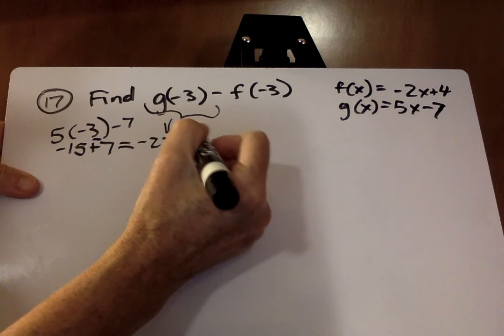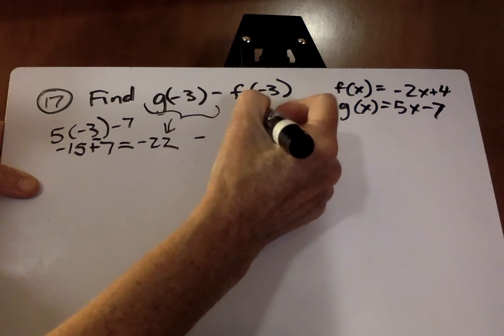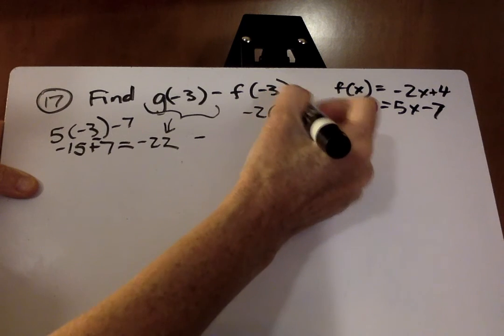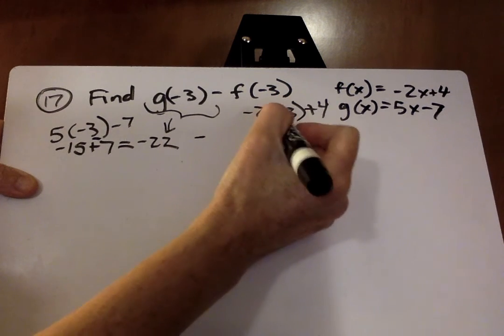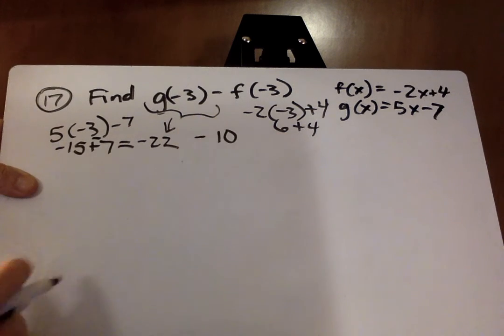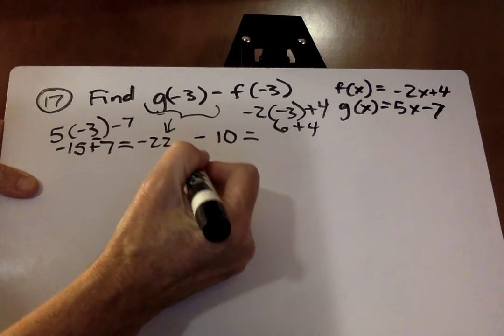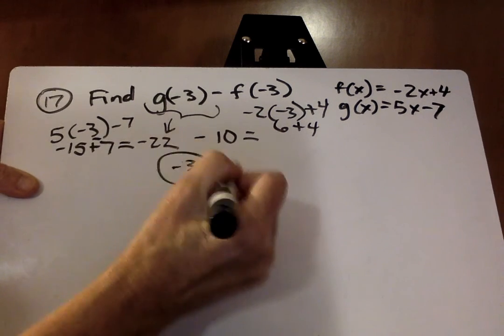Now I'm going to subtract f of negative 3, and that's negative 2 times negative 3 plus 4. So that's 6 plus 4, so that's 10. So we have negative 22 minus 10 equals negative 32. And we're done.